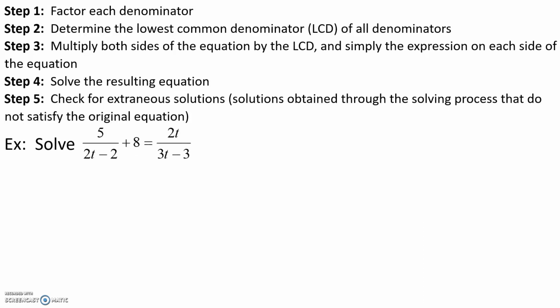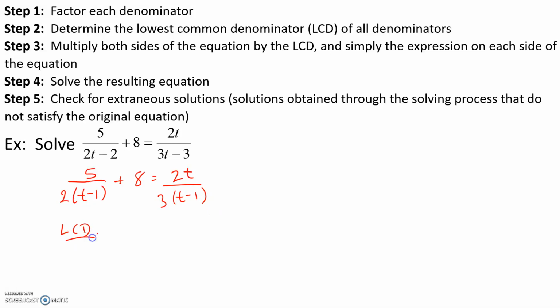Okay, next example. First, let's factor each denominator. We have 5 over 2 times the quantity t minus 1. Since there's no greatest common factor for 8, it does not have a denominator. On the right side, we have 2t over 3 times the quantity t minus 1. We factor out the 3, and we're left with t minus 1.